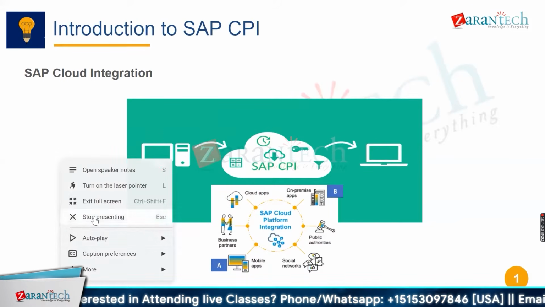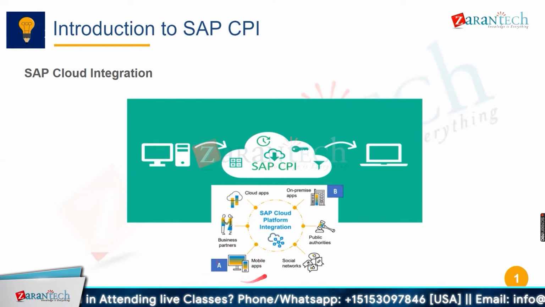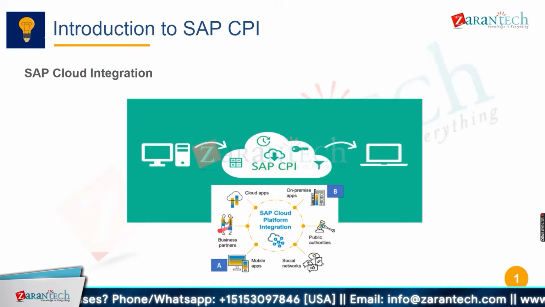As you can see here, I have mobile applications and business partners like Pepsi, Coca-Cola. These are called business partners or vendors. Now the cloud applications: SuccessFactors or Ariba or Concur or something. Then the on-premise applications, ECC, databases which are installed on-premise, and public authorities like Germany or some government, which we call public authority, and social networks like Facebook, Twitter.